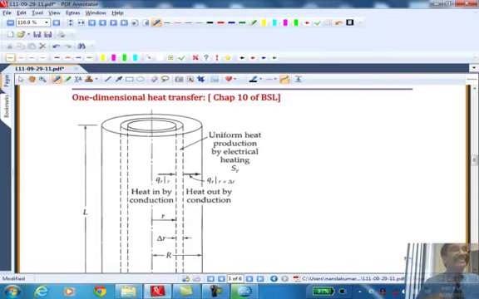Solid? It is completely solid. This entire thing is solid.